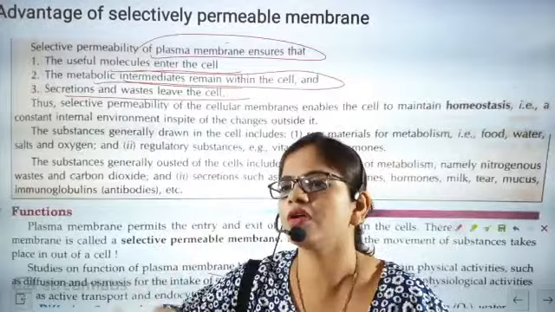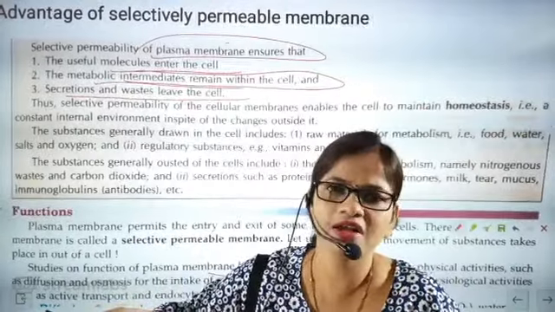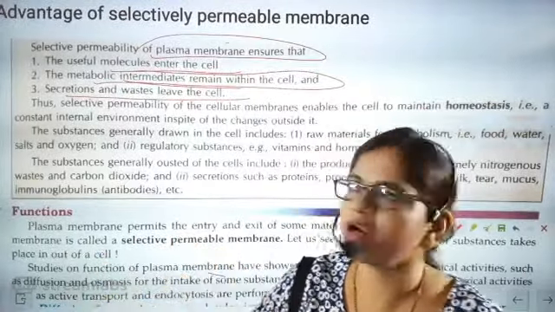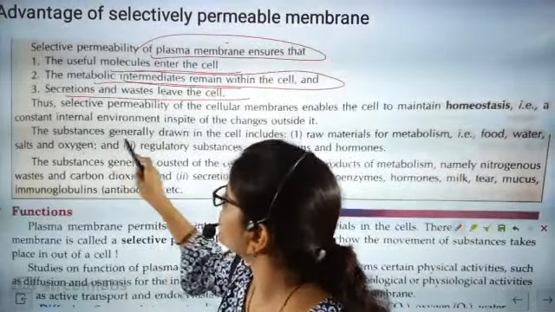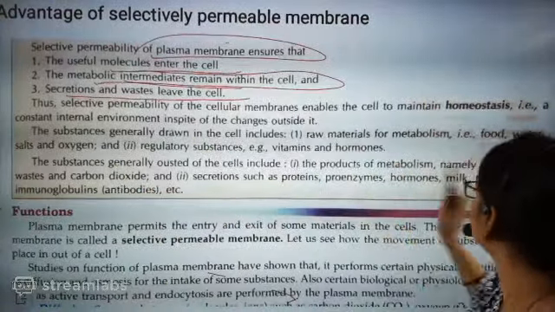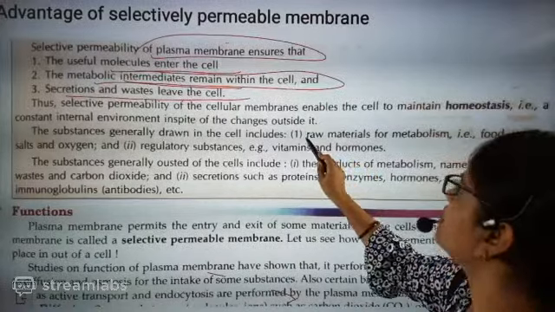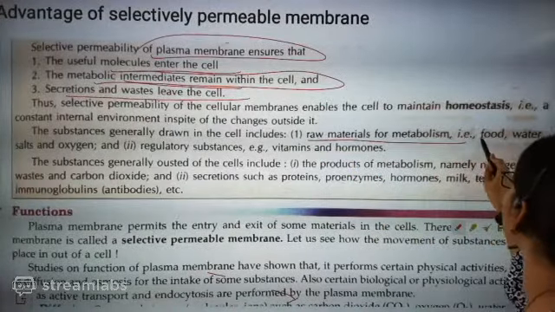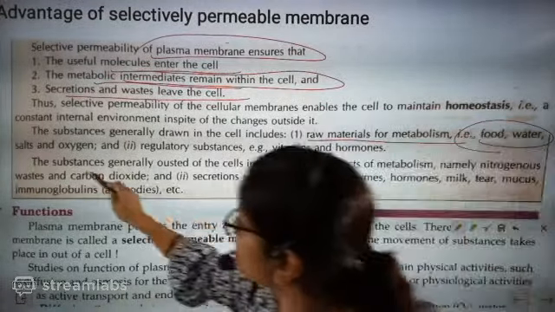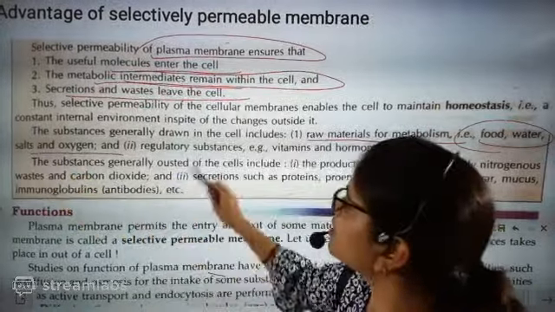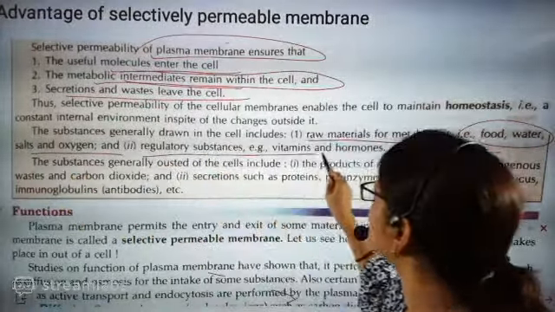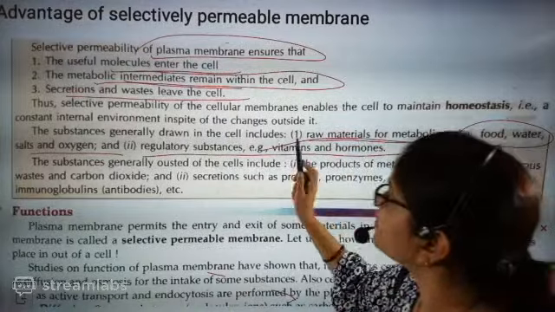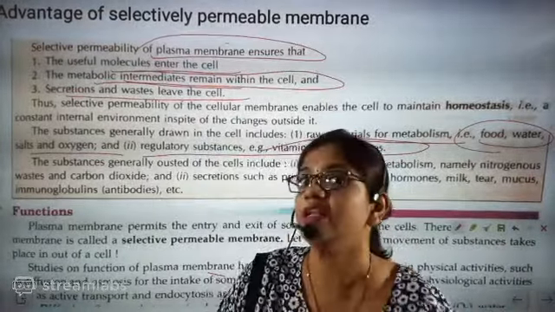So that means the internal organelles will do their function effectively. So that part is there. Next, beta, the substances generally drawn into the cell, meaning the things which come inside the cell, that is raw material for metabolism: food, water, oxygen, salt, and regulatory substances, vitamins and hormones. These are needed by the cells.